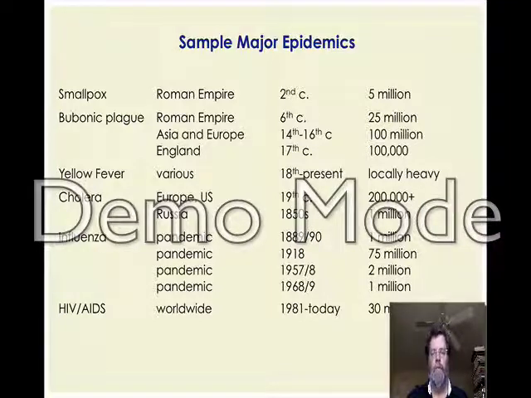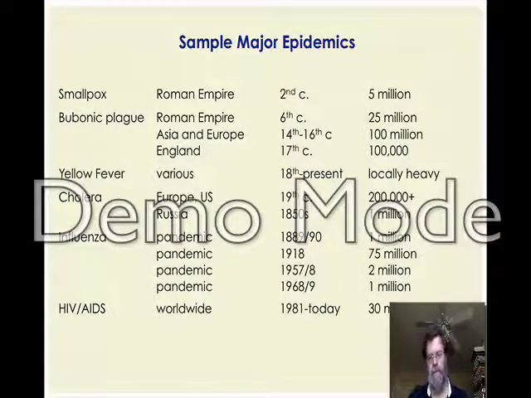Now what we want to do next is basically think about the effect of diseases. What we have here is a small sample of major epidemics for known history, and you can see epidemics are pretty widespread and have dramatic consequences. Smallpox in the Roman Empire, the 2nd century, 5 million dead. The bubonic plague, already in the Roman Empire, 25 million dead. The bubonic plague of the Middle Ages, the so-called Black Death, in the 14th to 16th century, roughly 100 million dead. At its height, basically within a 3-year period, 25% of the population of Europe died, mostly in cities.